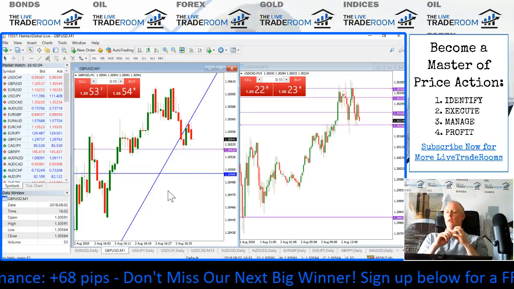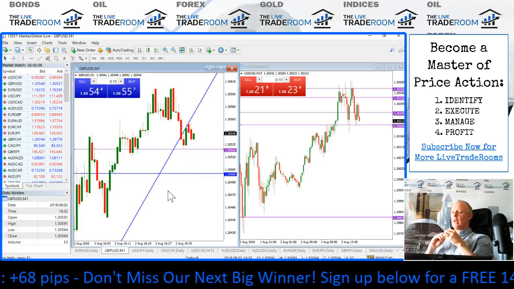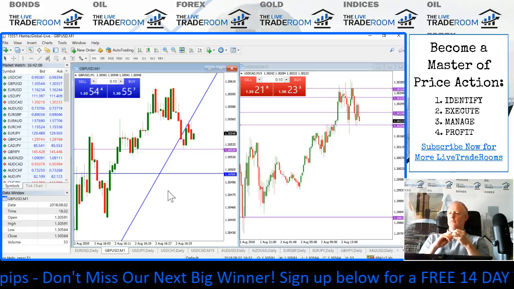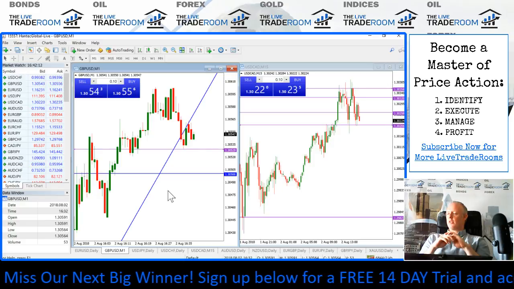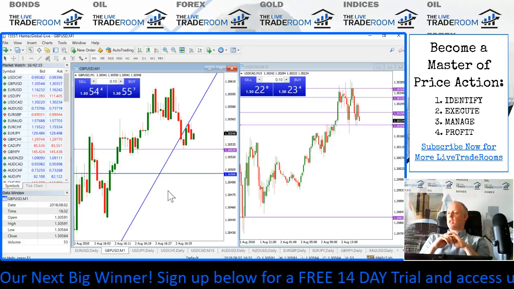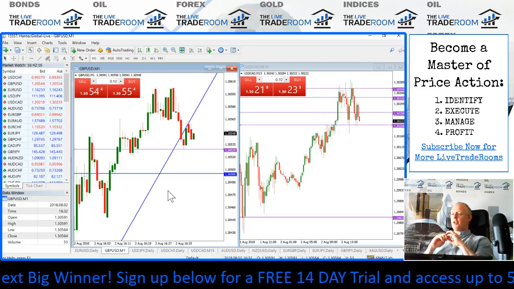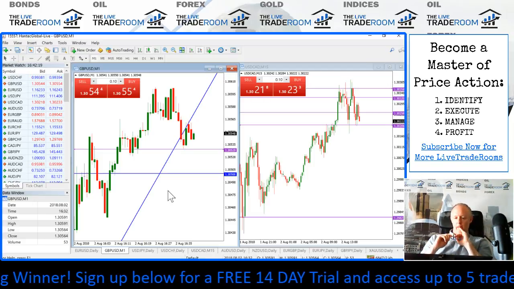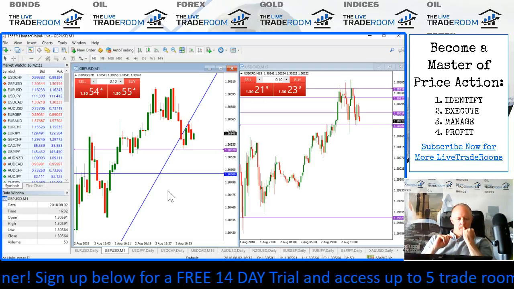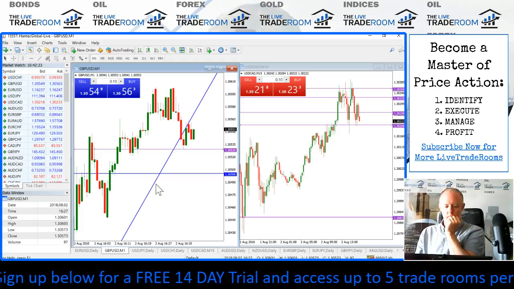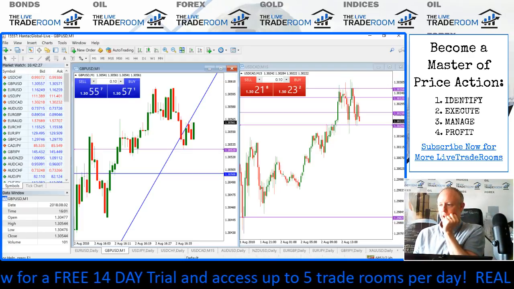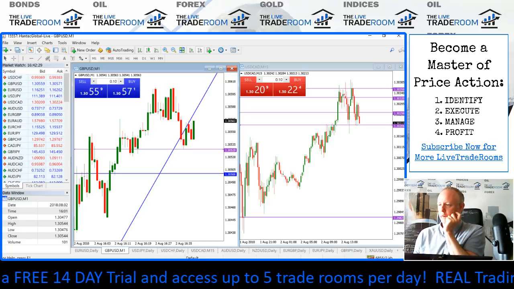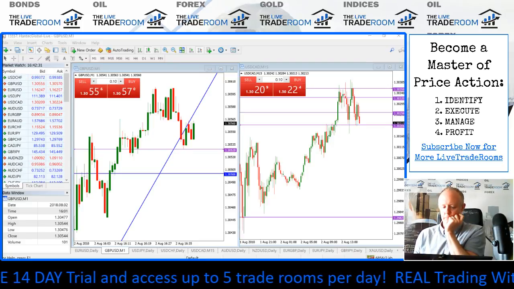So this is the pound dollar on the left hand side of your screen, and we're also looking for a potential buy opportunity with the dollar CAD. Okay, let's see how this trade unfolds for the short term.